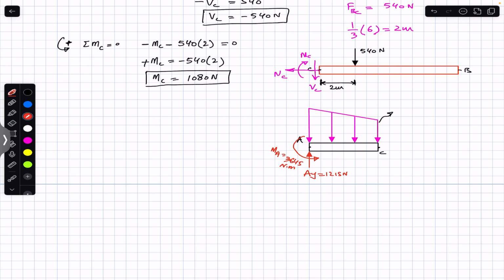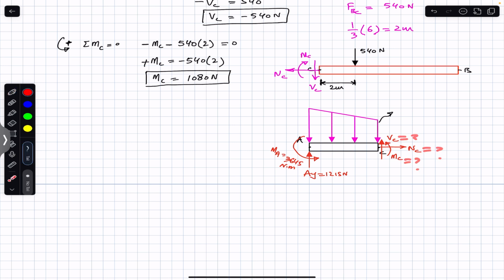And we have to find VC. So let's say that the internal loadings at C are now, here we have NC, and here we have VC, and here we have the internal moment at C, the bending moment at C. So now we have to find this NC, VC, and this MC.